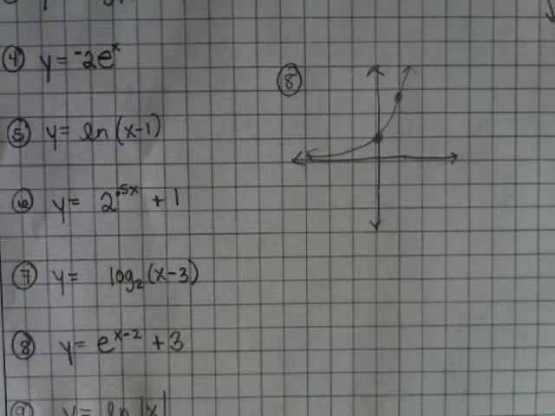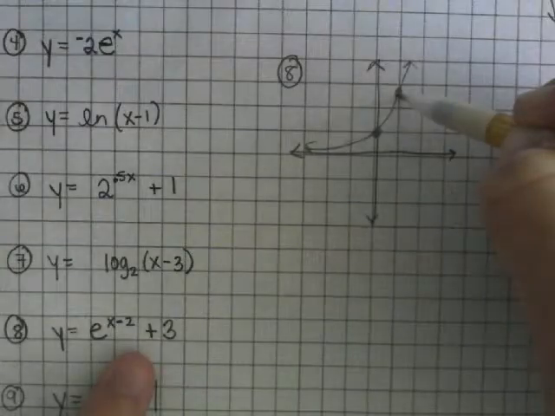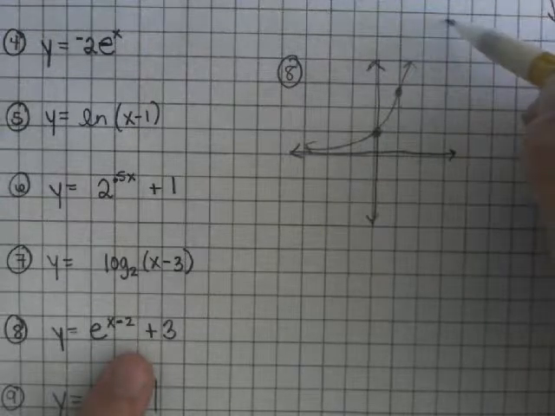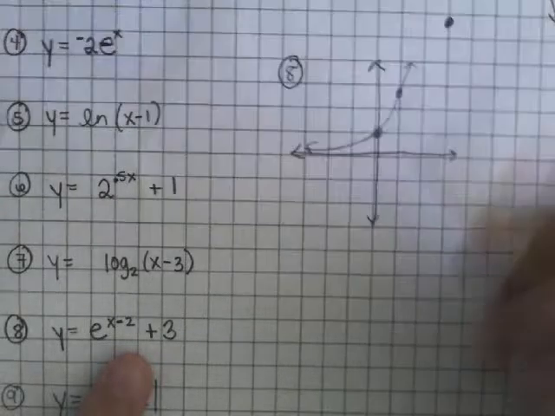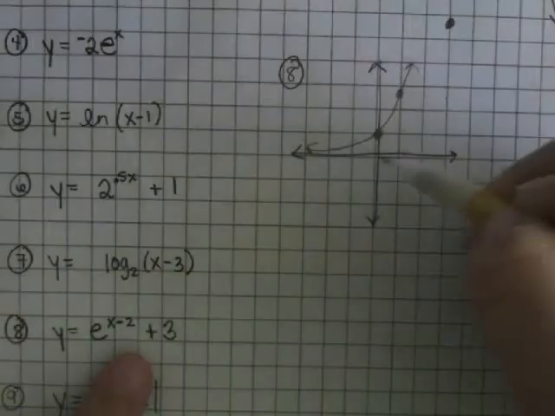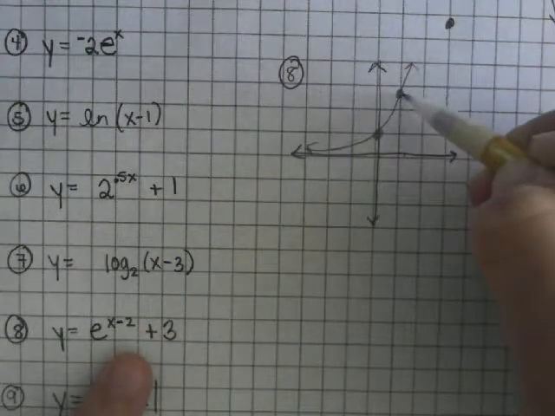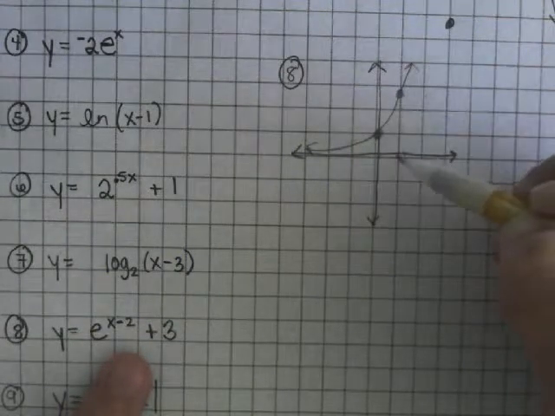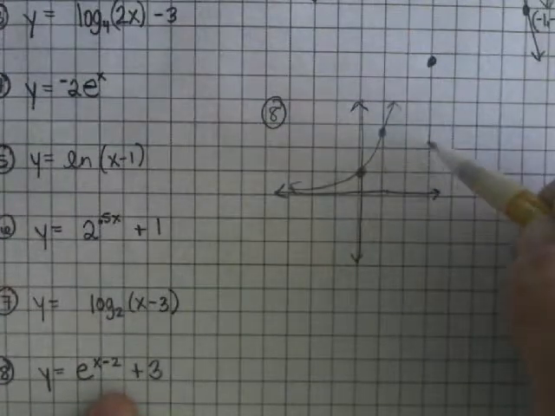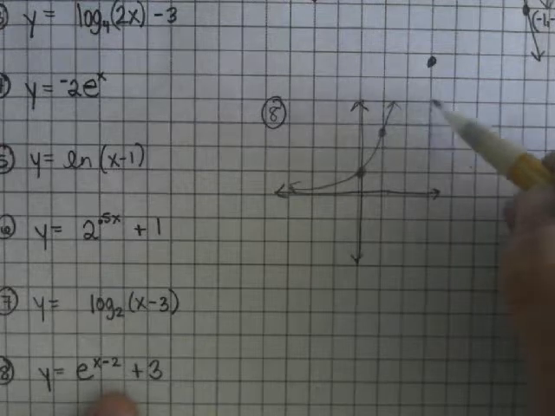Right 8. Right 2 and up 3. So my point needs to move right 2 and up 1, 2, 3. What are now the coordinates of that? It was 1, comma e. Now it's 3, comma e plus 3, right? Does that make sense?